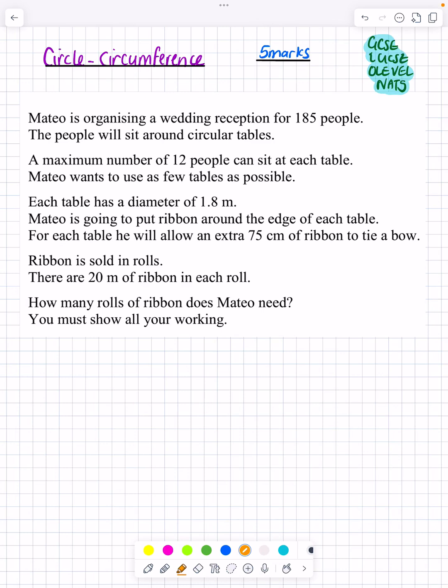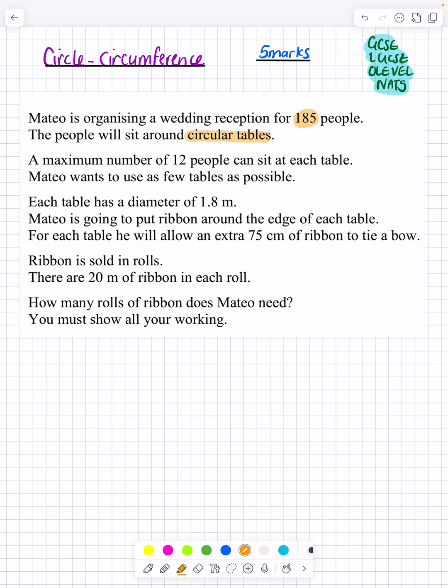Okay, so a question on circles and the circumference of a circle. This was a GCSE question and it's worth 5 marks. It says Matthew is organizing a wedding reception for 185 people. The people will sit around circular tables.